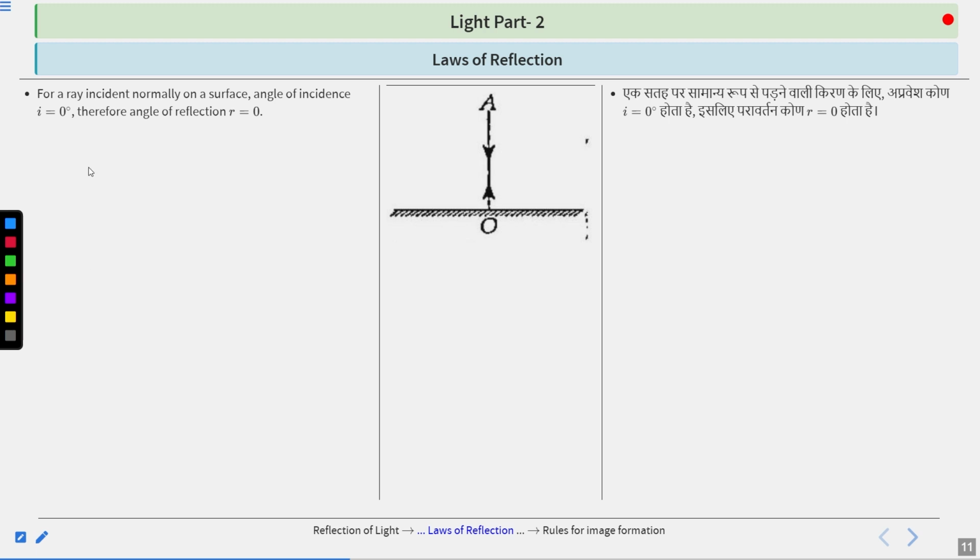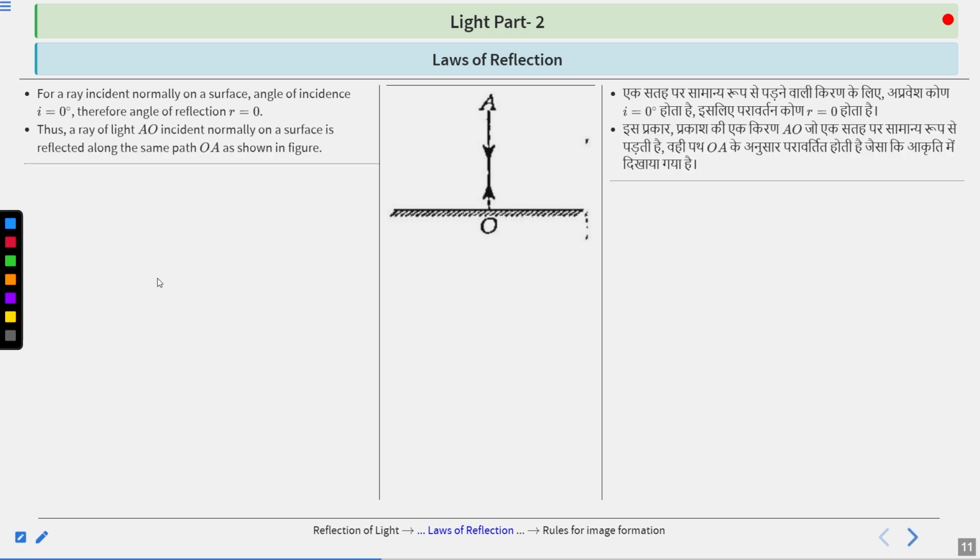For a ray incident normally on a surface, the angle of incidence i equals 0 degrees. Therefore, the angle of reflection r equals 0. Thus, a ray of light AO incident normally on a surface is reflected along the same path OA, as shown in the figure.